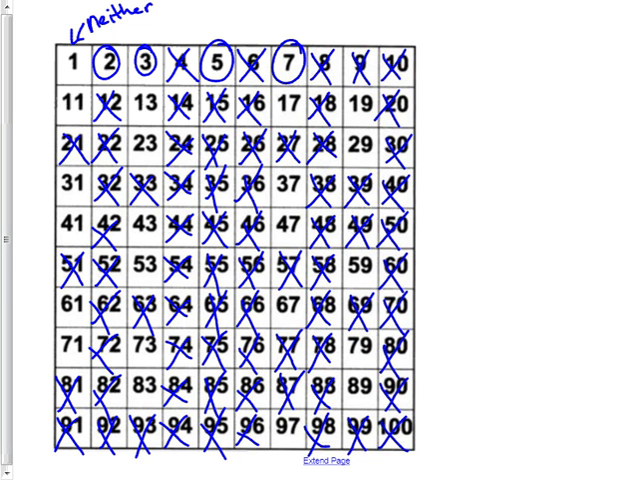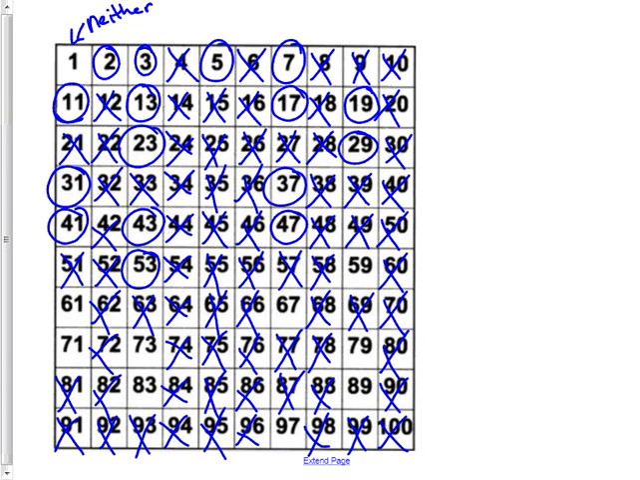Then he went back and he said the next prime number is 11. 11, all of its multiples are already out, and in fact, everything that's left right now is a prime number up to 100. So our prime numbers from 1 to 100 are 2, 3, 5, 7, 11, 13, 17, 19, 23, 29, 31, 37, 41, 43, 47, 53, 59, 61, 67, 71, 73, 79, 83, 89, and 97.